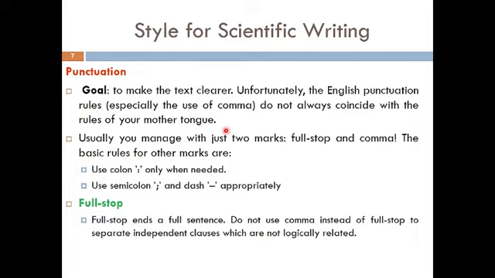Often, the goal of punctuation is to make text clearer, which is why we have different types of punctuation: comma, full stop, and the likes. They have different meanings, and they are meant to pass a message across as well, such as where you are pausing. If I see a comma, I'll know either I'm pausing a bit, or giving additional information, or listing some items. So punctuation makes text clearer, but unfortunately, English punctuation rules do not always coincide with rules from the mother tongue.